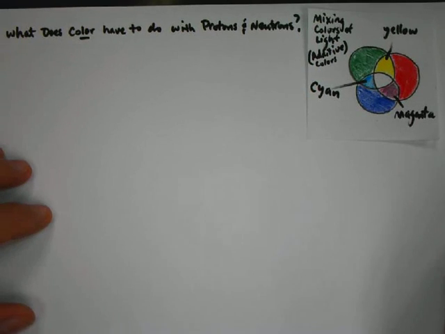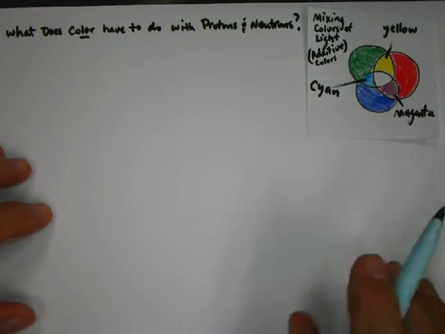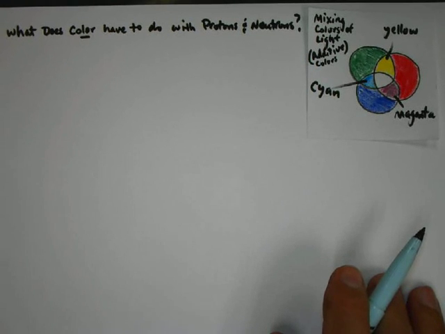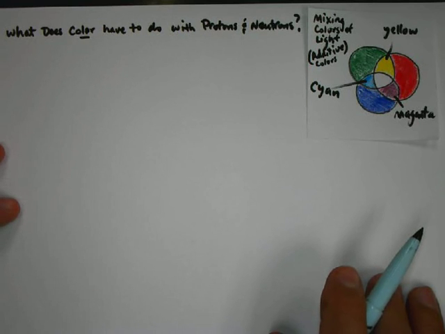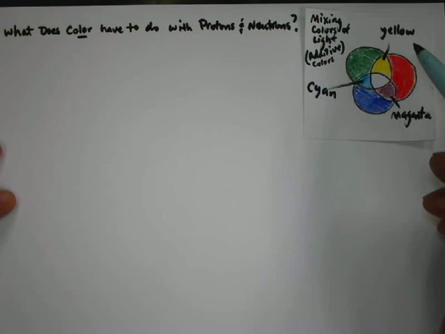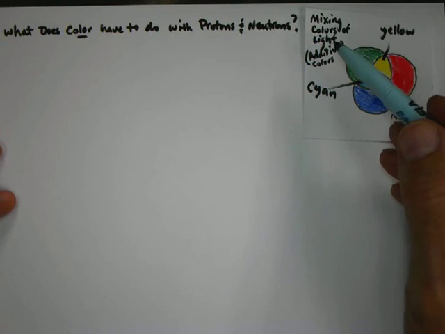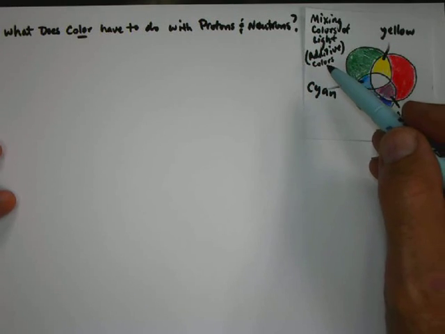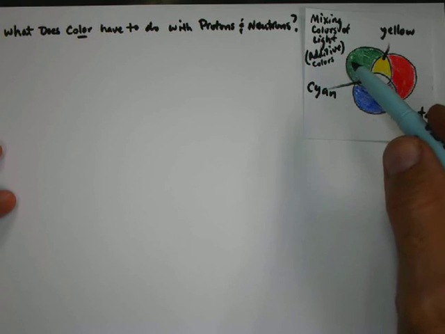Today I'd like to go over protons and neutrons a little bit, and what protons and neutrons are composed of, and what does color have to do with that anyway. Let's start out with a little bit about color. If we mix colors of light together, it's called color addition, or these are additive colors. It's not like mixing ink or paint.